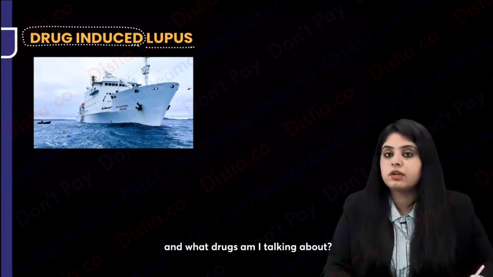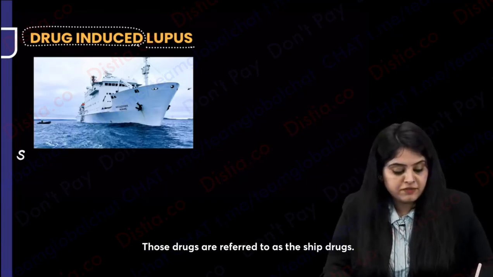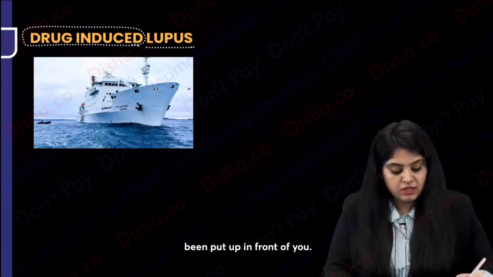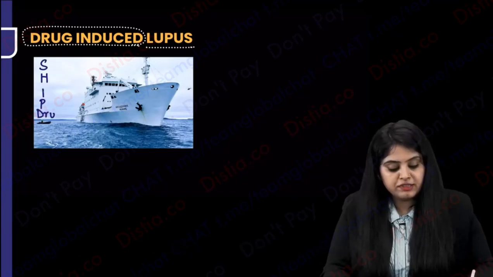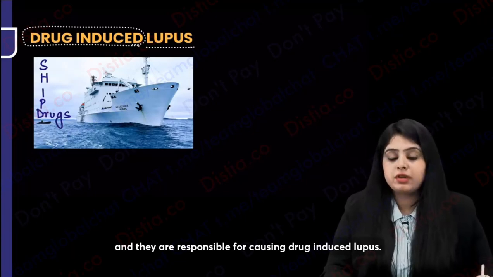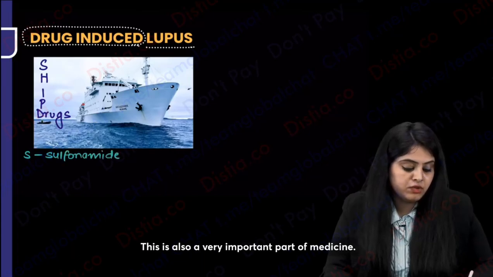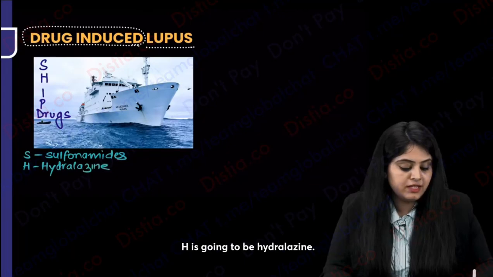And what drugs am I talking about? So I have written that in front of you. Those drugs are referred to as the SHIP drugs. That is why I've got a big ship put up in front of you. We have something known as the SHIP drugs, and they are responsible for causing drug-induced lupus. So first and foremost, S stands for sulfonamides. This is also a very important part of medicine, sulfonamides. H is going to be hydralazine.